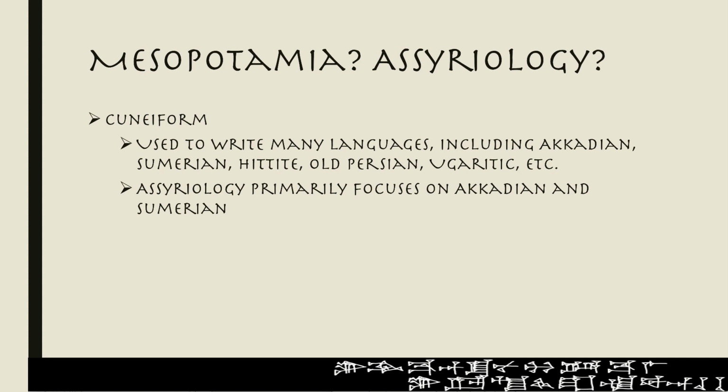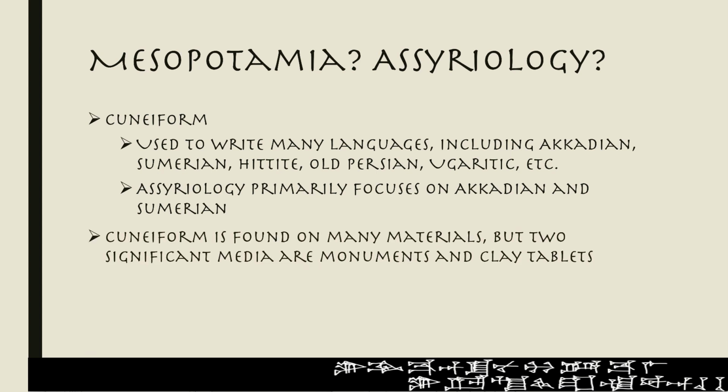So cuneiform was primarily a syllabic script. Later it became used to write alphabetic scripts. But it's been used to write many languages, including Akkadian, Sumerian, Hittite, Old Persian, Ugaritic, etc. Assyriology proper, though, focuses primarily on Akkadian and Sumerian, the languages of ancient Mesopotamia.